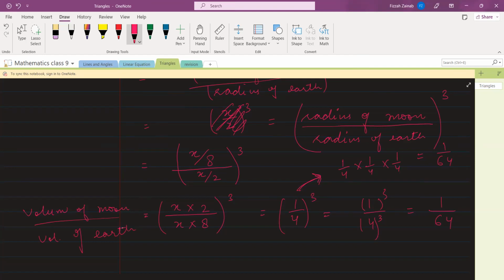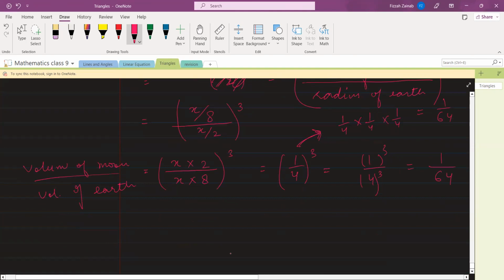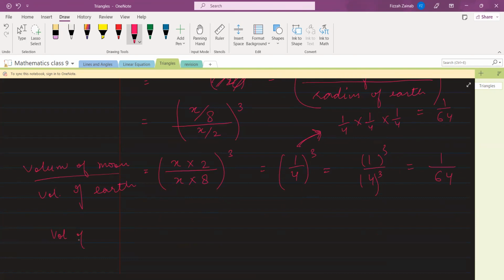So that means volume of earth is 64 times the volume of moon, as you can see from here, right? Because you have to tell the relation between volume of moon and earth. So if you cross multiply, you keep this volume of moon here, and then 1 upon 64, and then you can take volume of earth that side. Any problem?